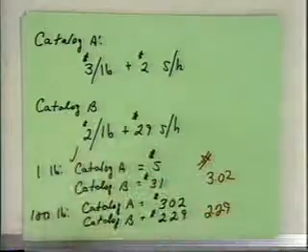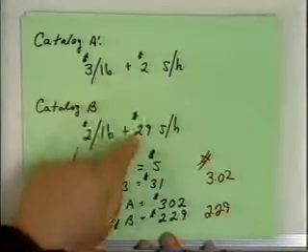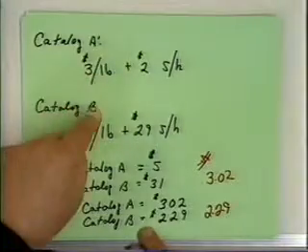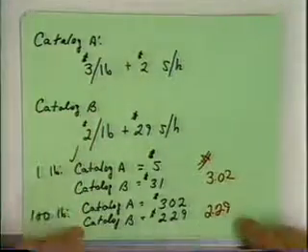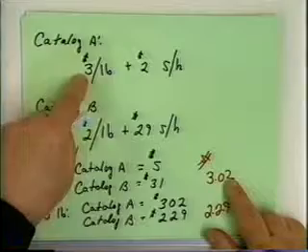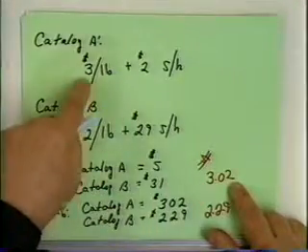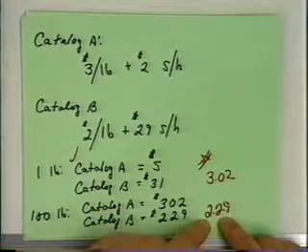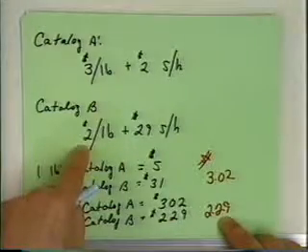In fact, do you notice what's starting to happen? The shipping charge gets sort of amortized over the price per pound if you buy enough pounds. Look what's happening over here. The catalog A is down to $3.02 a pound, which is pretty close to the $3, while catalog B is now down to $2.29, which is getting close to the $2.